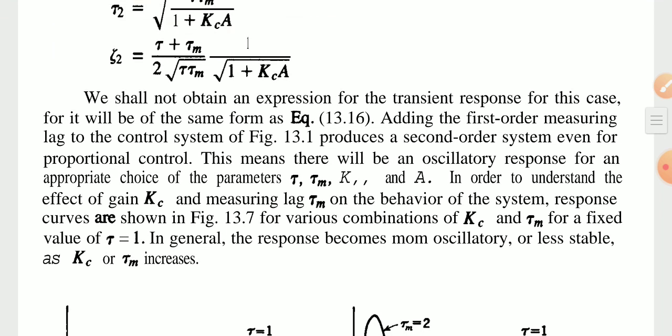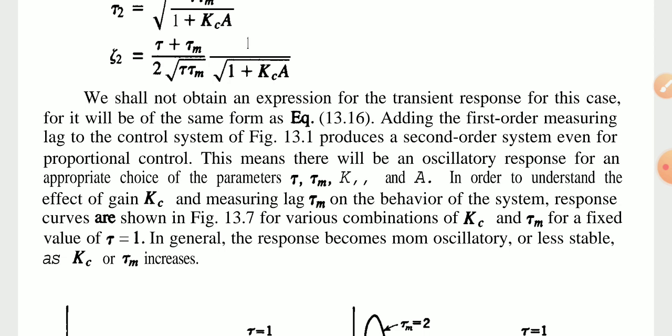Okay, we shall not obtain the expression for the transient response for these cases, for it will be of the same form as equation 13.16. Adding this term, the first order measuring lag to the control system, we will look at the lag term in figure 13.1, which we see figure-wise. And this means there will be an oscillatory response for an appropriate choice of the parameters.